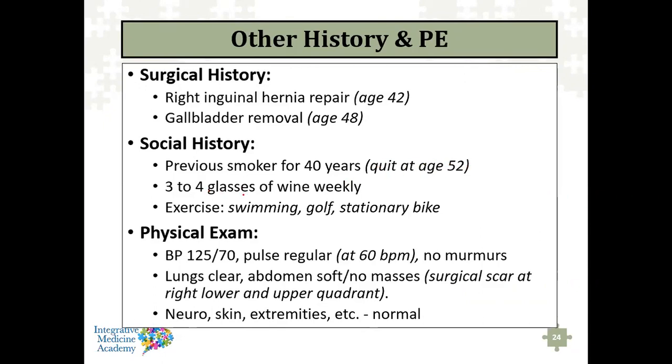And she drinks 3 or 4 glasses of wine weekly. At this point, really trying to just work on lifestyle, swimming, golf, stationary bike, just trying to be more active. Physical exam, blood pressure 125/70, pulse 60, no murmurs. Everything else checked out pretty good.